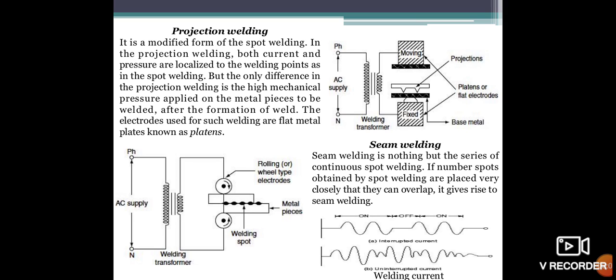It means that the two sheets are passed under the two rolling electrodes. Depending upon the welding current, the pulses per second and the speed of the electrodes, a series of spot welds is obtained. You can see the figure also, the welding currents when we apply them in seam welding.